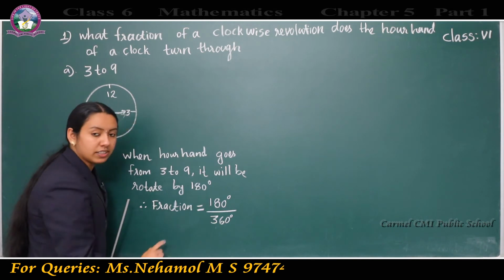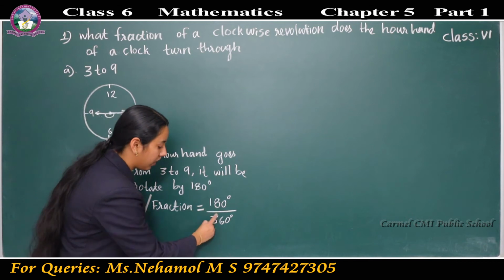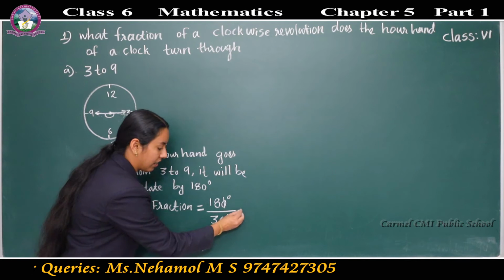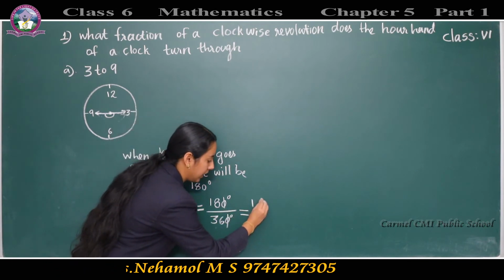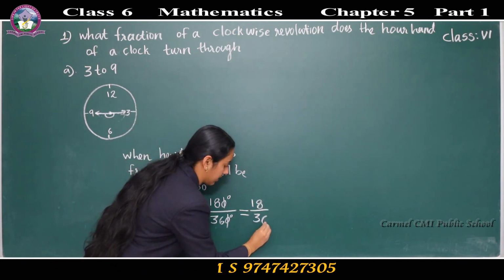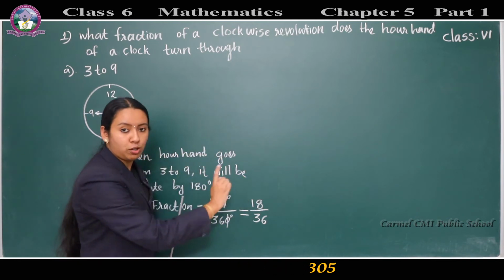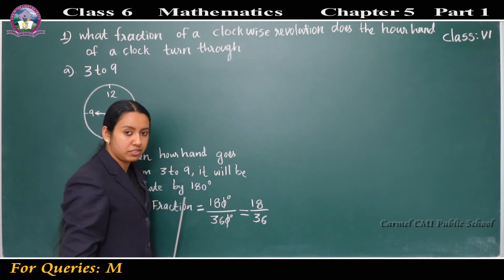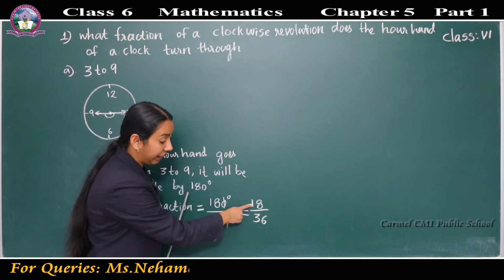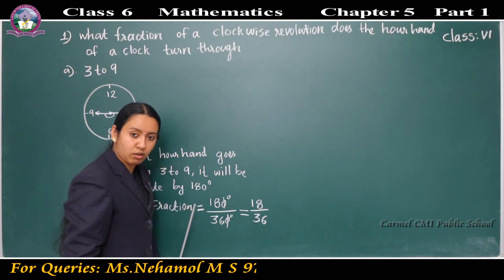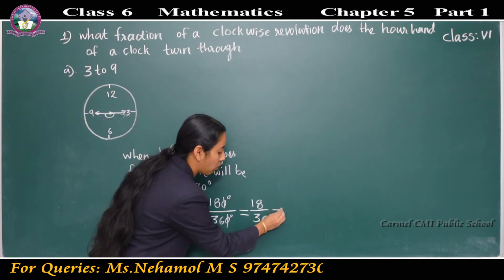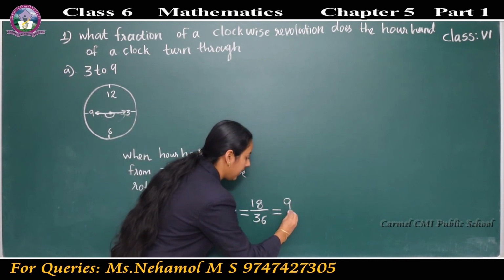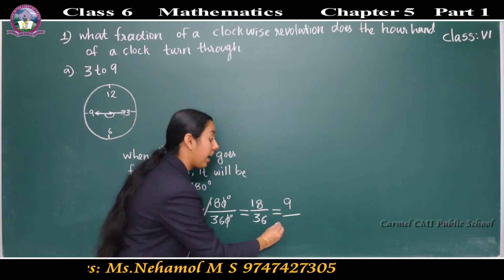180 by 360 degrees. Then we can convert this fraction to its lowest term. 0 and 0 will be cancelled. Then 18 by 36. For that, divide both numerator and denominator by the same number. We know that 18 is divisible by 2, 36 also divisible by 2. Divide both numerator and denominator by 2. 18 by 2 is 9. Then 36 by 2 is 18.